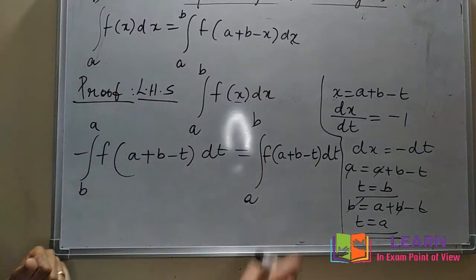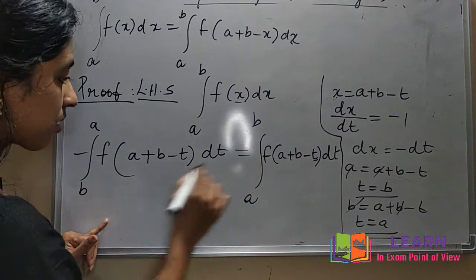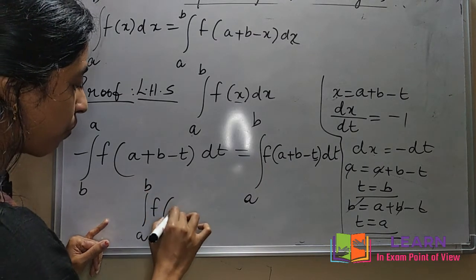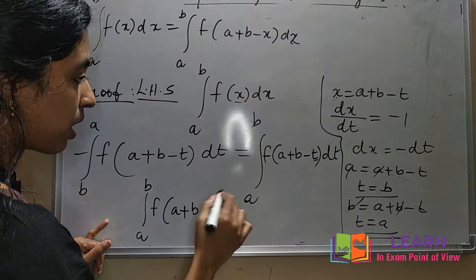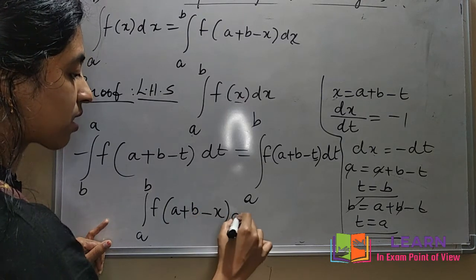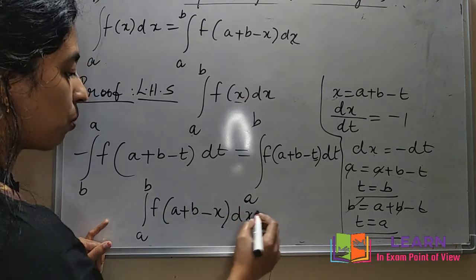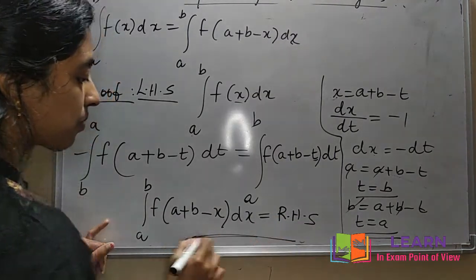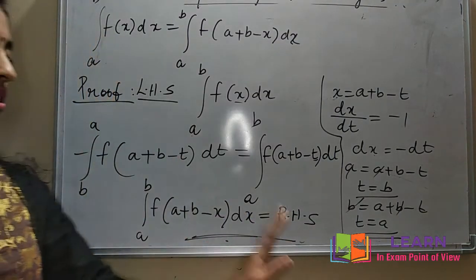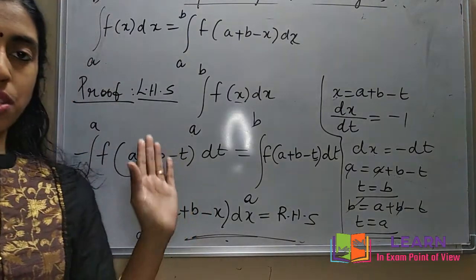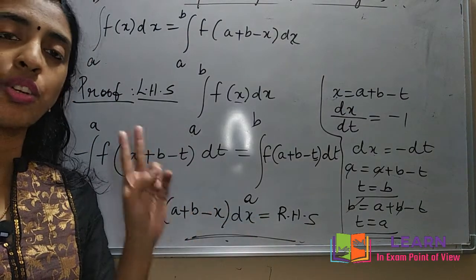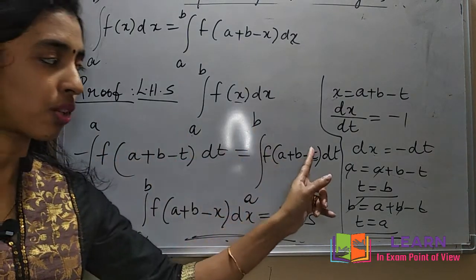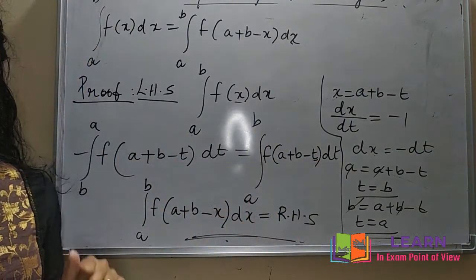Now using the first property, this can be written as integral a to b f of a plus b minus x dx, in the place of t you can write x, which is the RHS, right? Hence we proved LHS equal to RHS. So here we are using two already studied properties: removing the negative sign and substituting t as x. Clear?